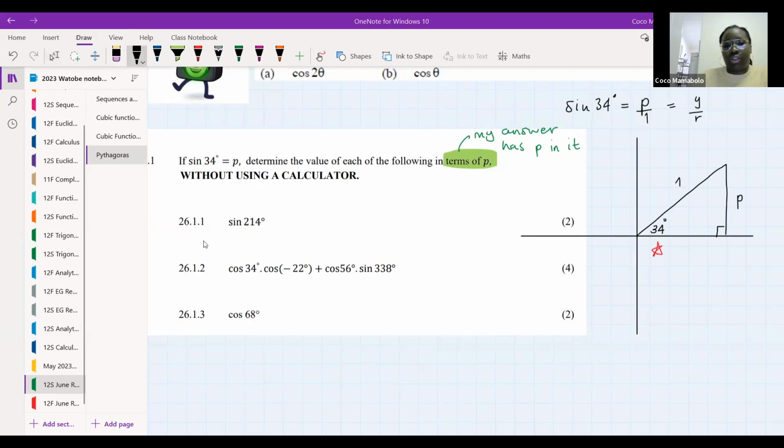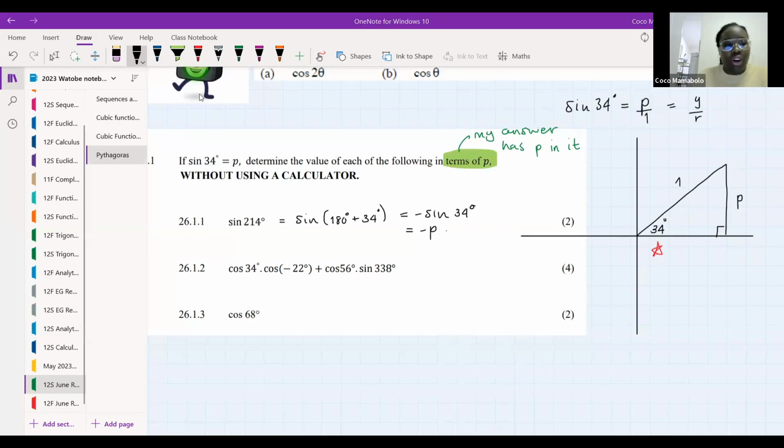All right, so I know that if I have sine of 214, I can reduce this to sine of 180 plus 34, which is equal to, that's it, Masejo. Good. This is going to give me negative sine of 34 degrees, and this is the same as negative P. Well done, guys. Awesome stuff.